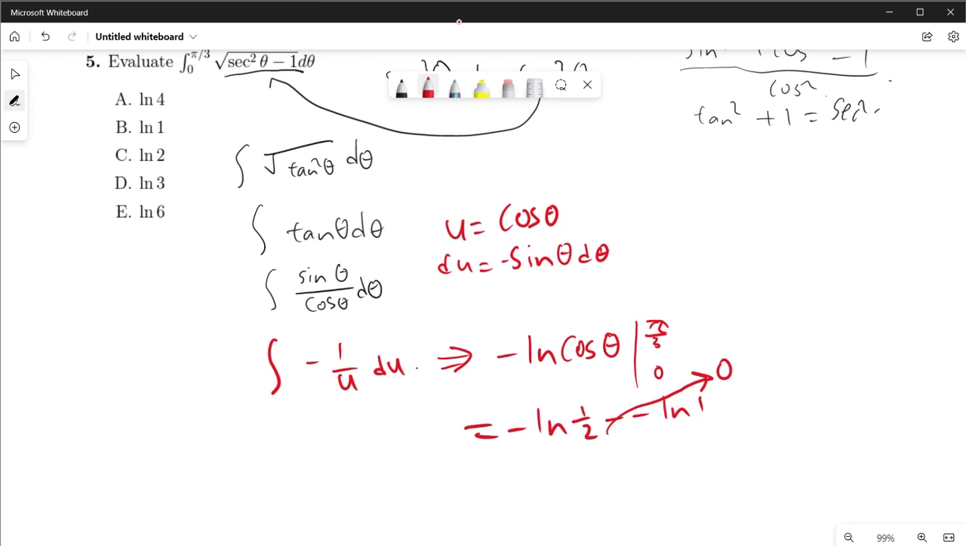But we don't see negative ln 1/2 in the answer choices, so we can do something here. We have negative ln. We can say this 1/2 is actually 2 to the negative 1 power, and then we can take that negative 1 outside, right? And then this would just equal ln 2. Just some logarithmic rules, right? And then answer choice C is correct.